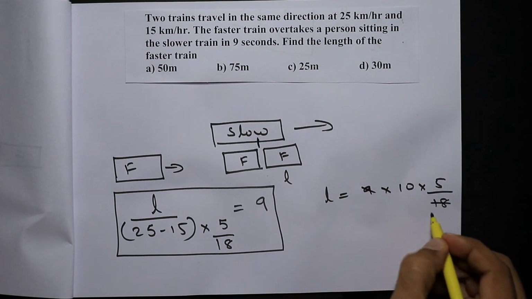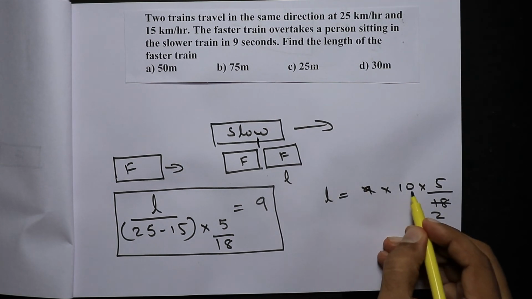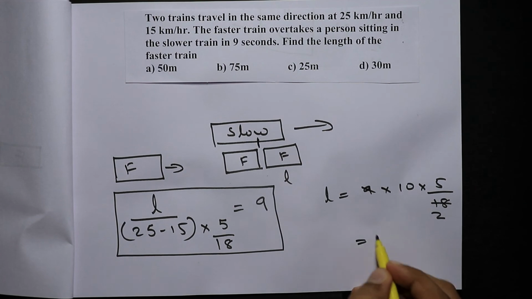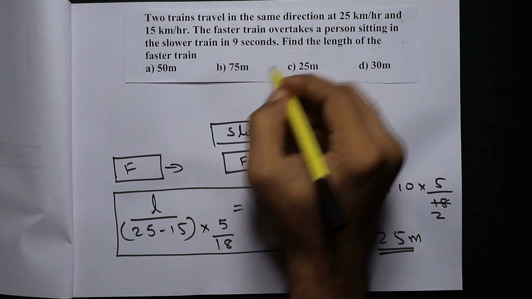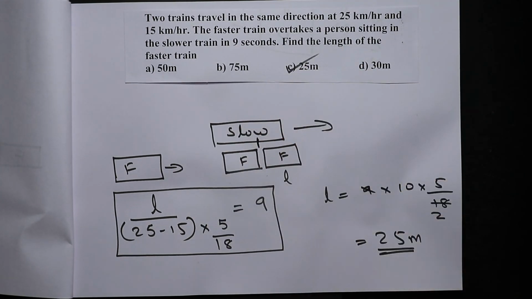Here 9 divides 2 times. So you will get 10 into 5, 50. 50 by 2, that is 25. So 25 meters. That is the length of the faster train. That is option C, 25 meters.